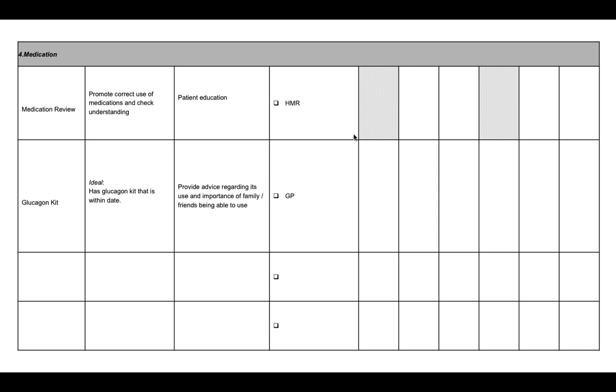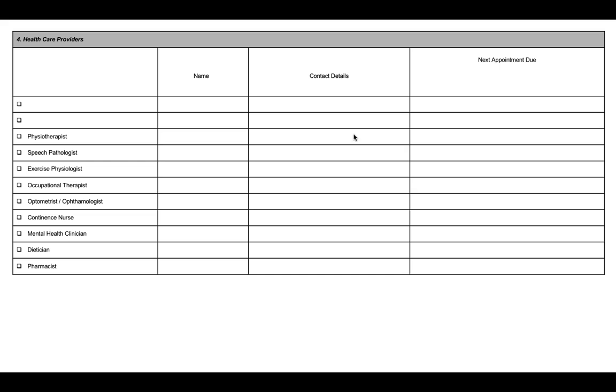A couple of extra boxes for goodness knows what. There might be something that you think is pertinent to put on their care plan, so you can just add it into the bottom. The bottom section has their allied healthcare providers. So I might tick the physio, write the name of the physio, and put their contact phone number.